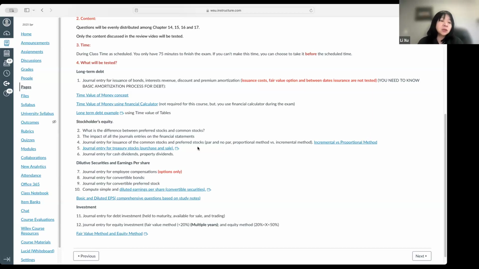For example, if you issue stocks, it's going to impact your retained earnings. It's going to impact your paid in capital. So especially for the stockholders' equity chapter, the concepts are important. Therefore, be able to really understand the difference between the different types of securities here. And there will be one question, 100%.